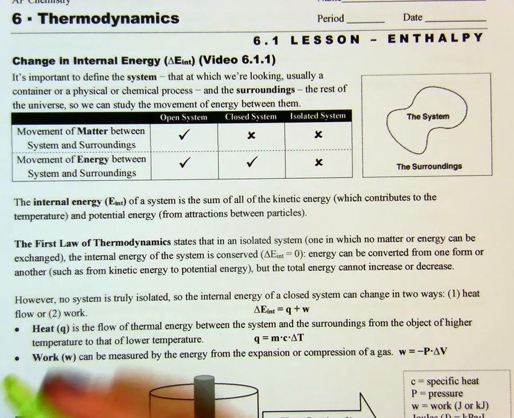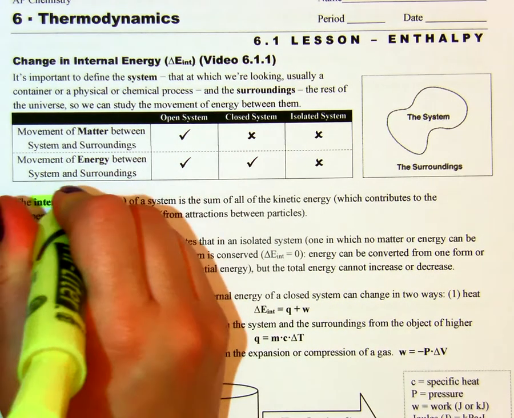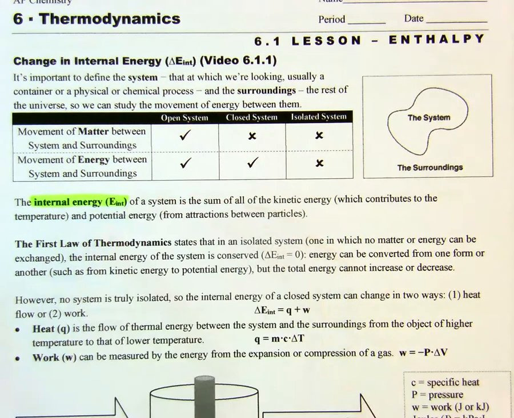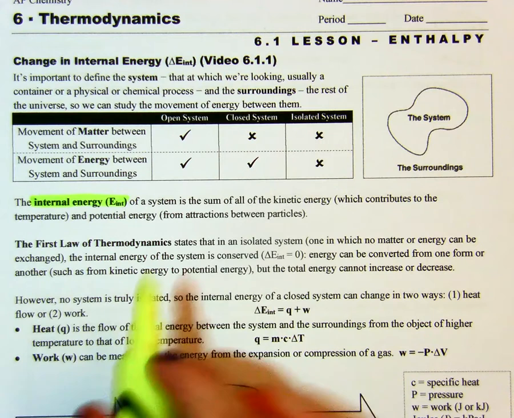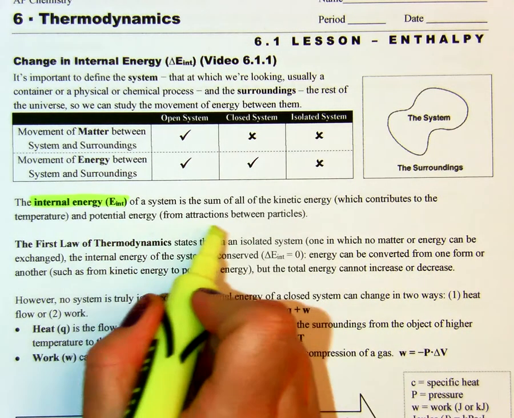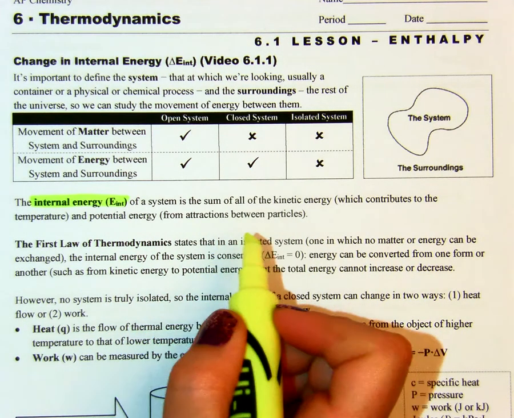So the internal energy of a system, again, that's the symbol E-int, is the sum of all the kinetic energy which contributes to the temperature. So again, our temperature is our kinetic energy. And it also includes our potential energy. And that potential energy comes from the attractions that are between particles.